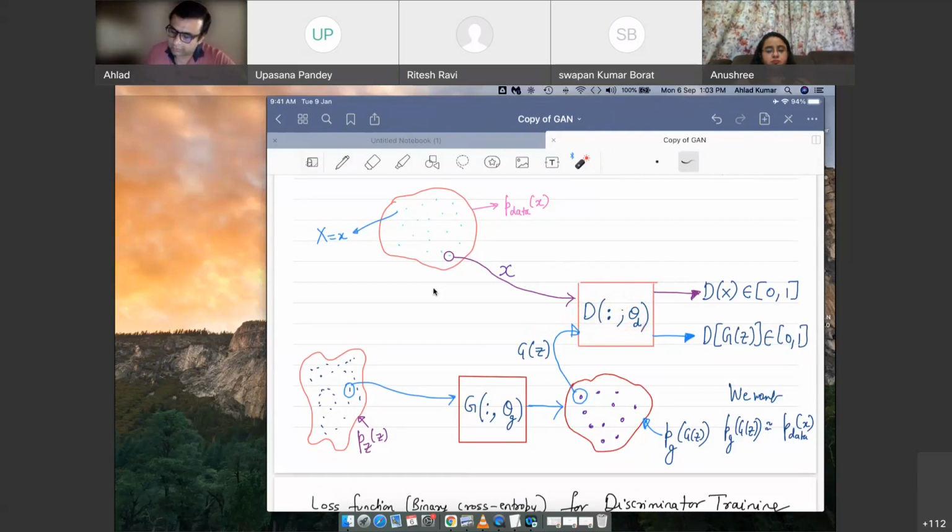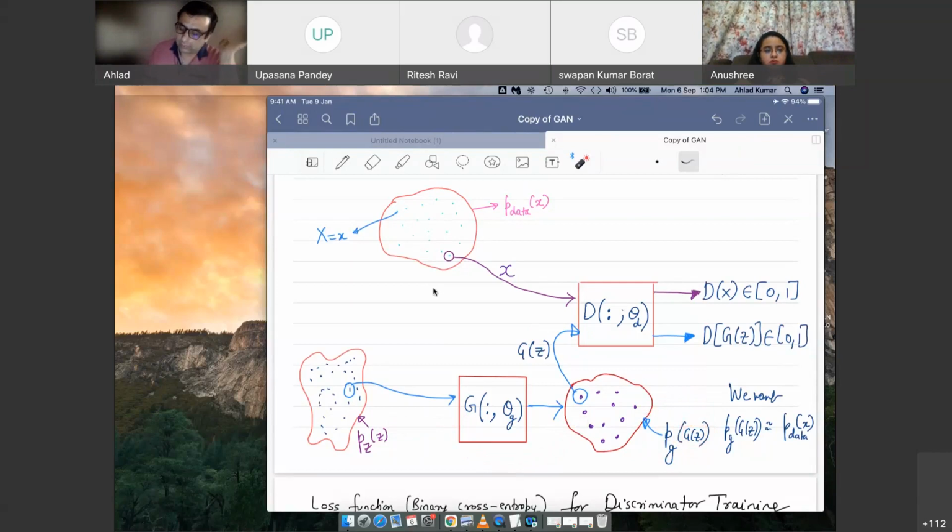Now, this distribution which is coming over here is Pg of G of Z. This is basically the probability distribution generated by the generator, so we are saying it as Pg. And inside this, we have a variable which is G of Z, because Z is going into this transfer function and it is converted into G of Z, which is a fake sample.